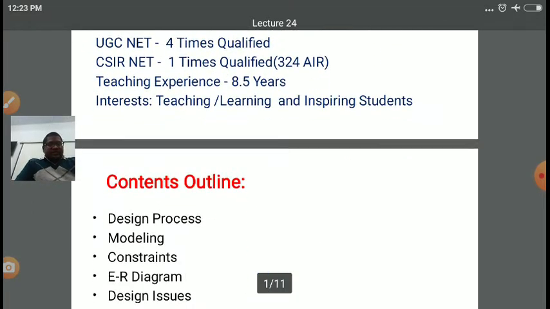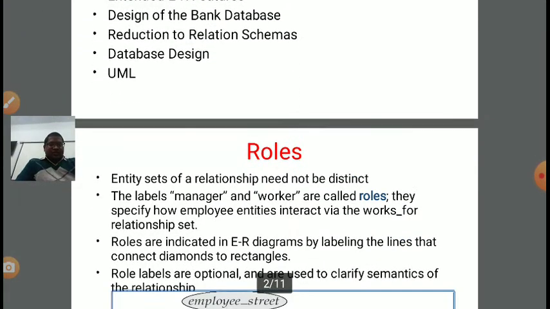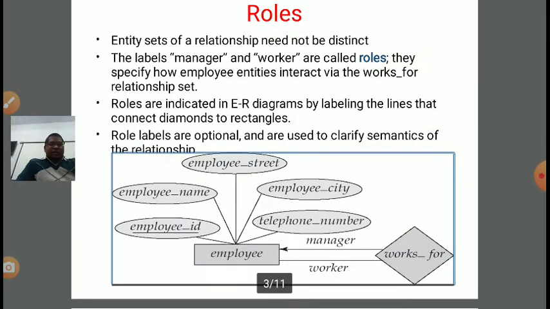Now in today's lecture, there are some new concepts about the ER diagram and some design issues. Starting with role. Every entity set of a relationship need not be distinct, right? There can be duplicacy also. Again, I'm putting this concept: entity sets of a relationship need not be distinct. What does it mean? Suppose in this example, we are taking a marker.